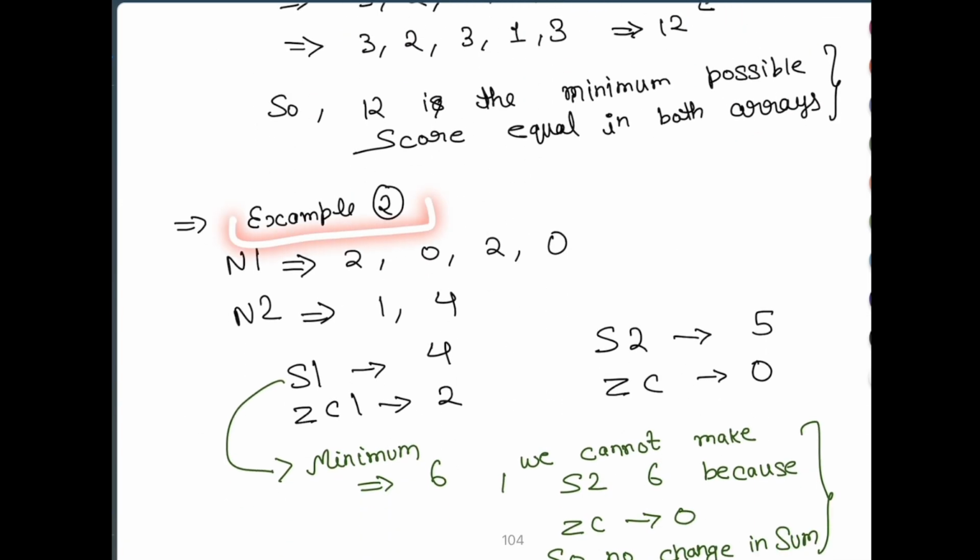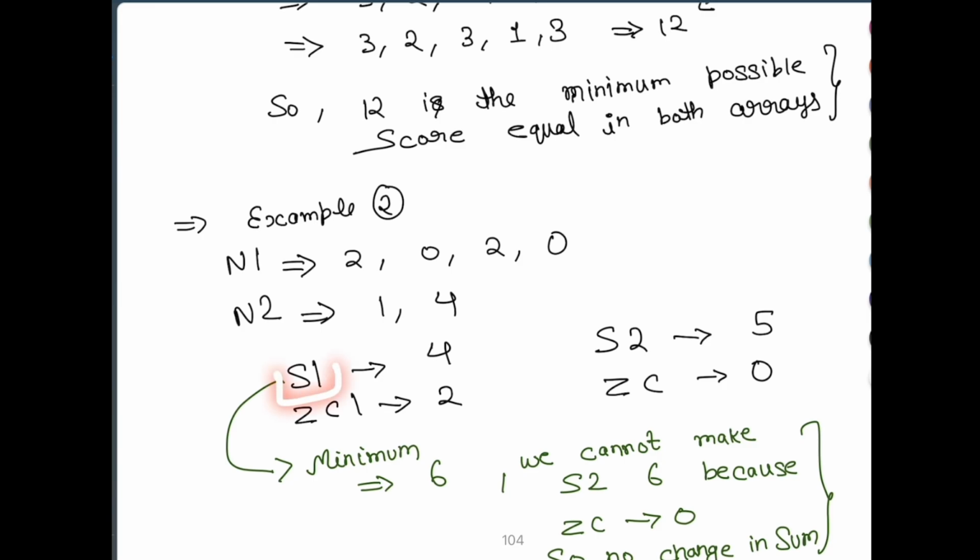Example number 2. Let us say the nums1 array is 2, 0, 2, 0 and the nums2 array is 1 and 4, right? Now there are two zeros in the nums1 array. There are no zeros in the nums2 array. So the sum of the nums2 array is fixed. We cannot increase it because we cannot replace any values. But in the nums1 array, we have a few zeros, right? We are going to replace these zeros to make the sum equal. Now let us try to do it.